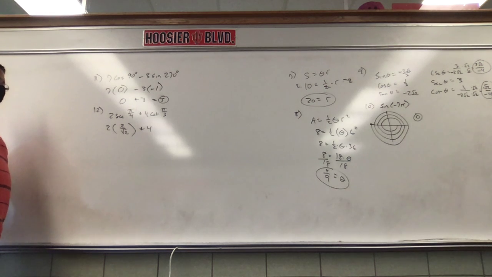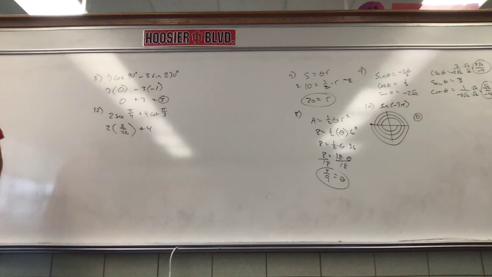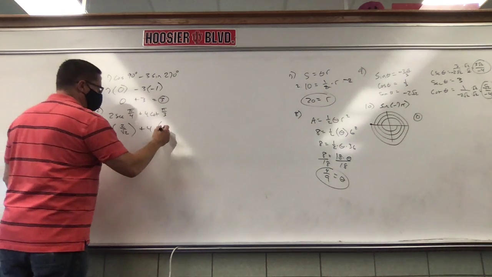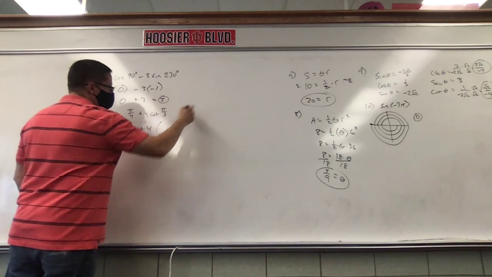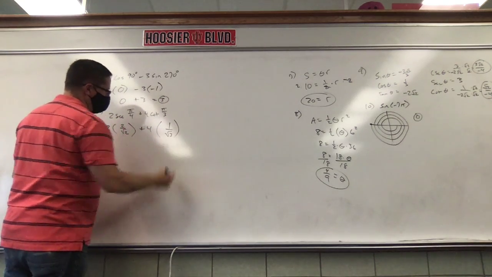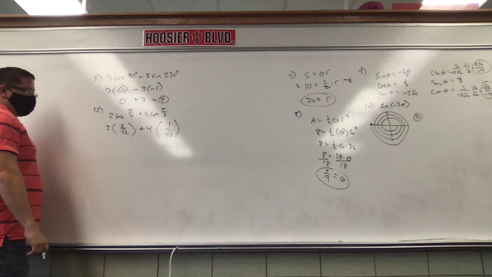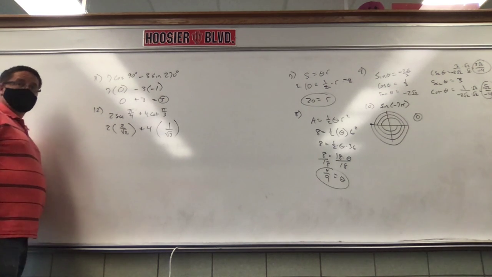And what is cotangent at pi over 3? Is that radical 3? Yep, radical 3. So reciprocal would be, if it was radical, it'd be 1 over radical 3. We'll deal with that in a minute. Reciprocal of radical 3 is 1 over radical 3. Okay, any questions on this one so far?